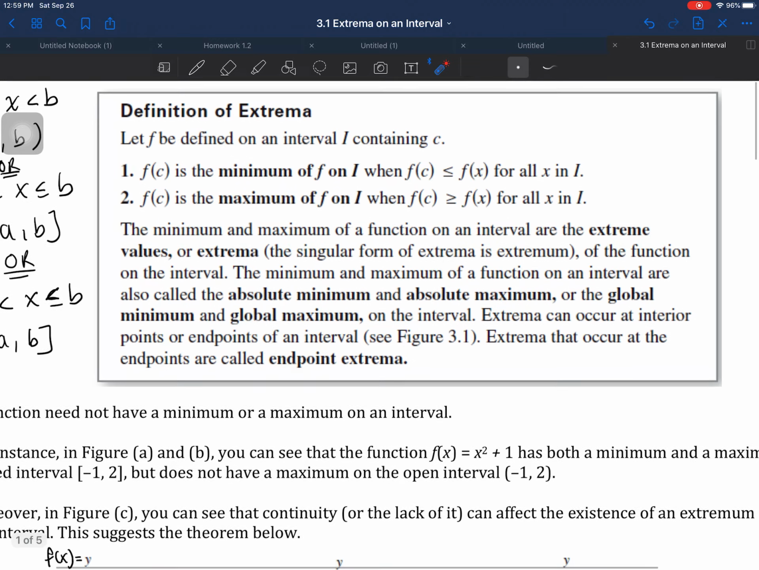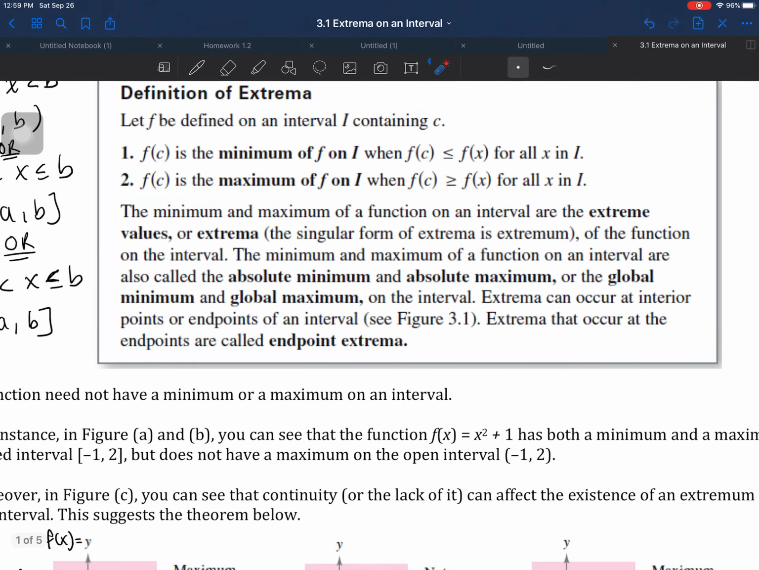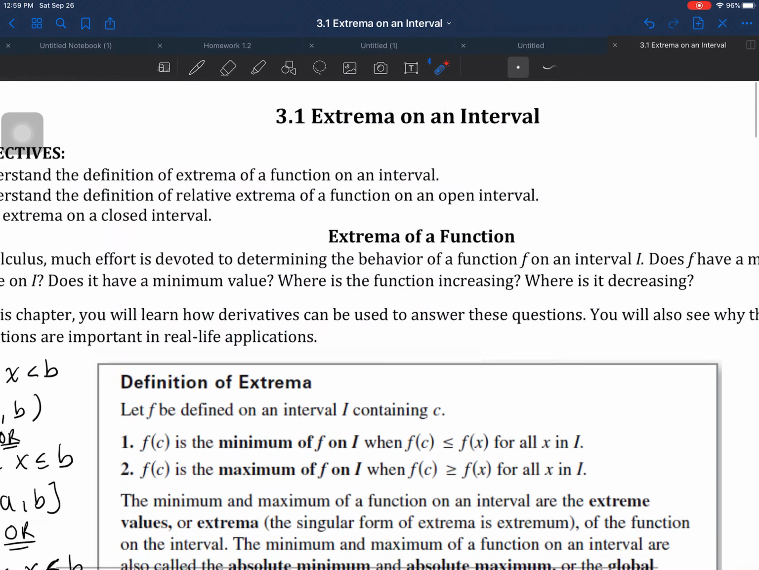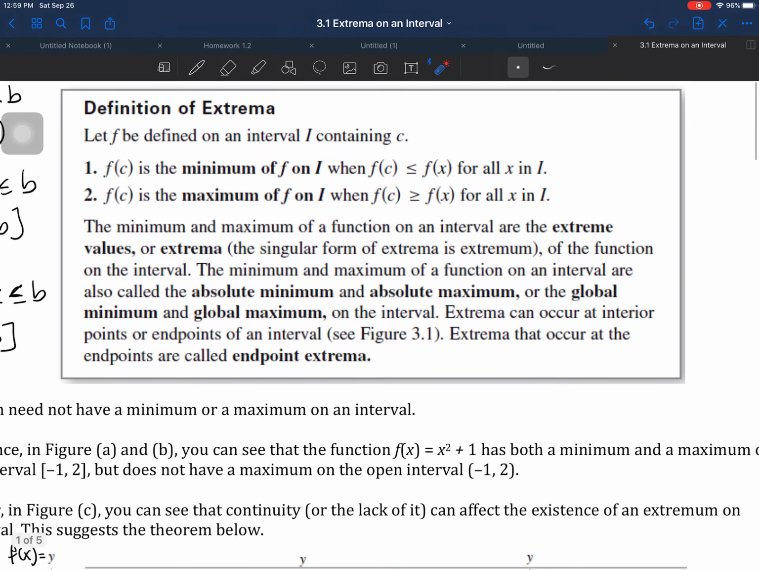All right. So let's define some definitions here. Now you do have to be familiar with these definitions, and we're going to be doing this so often that you will get used to it.